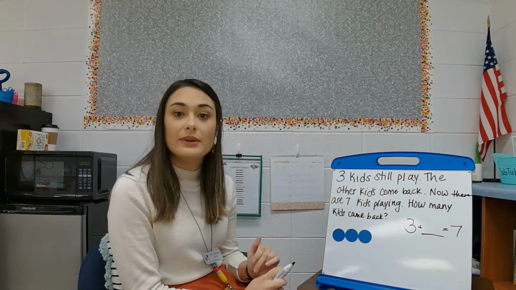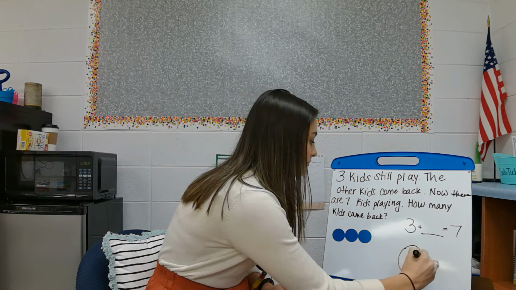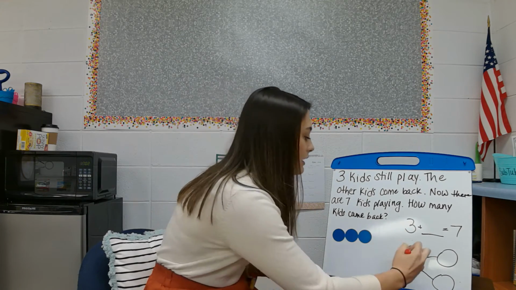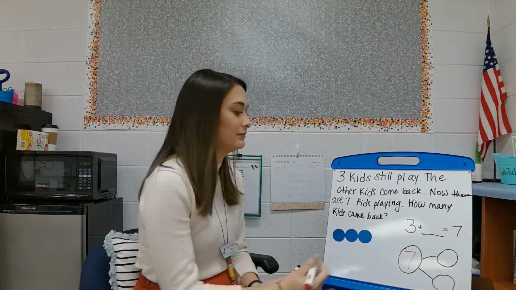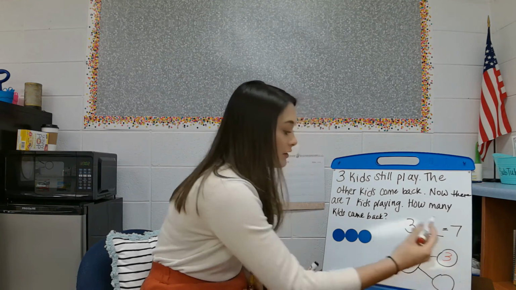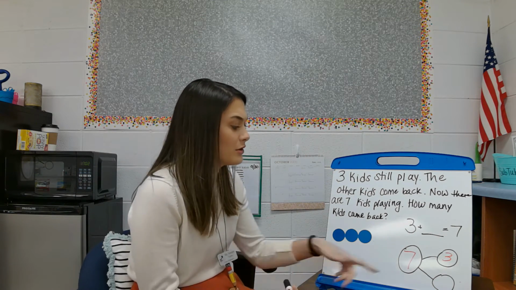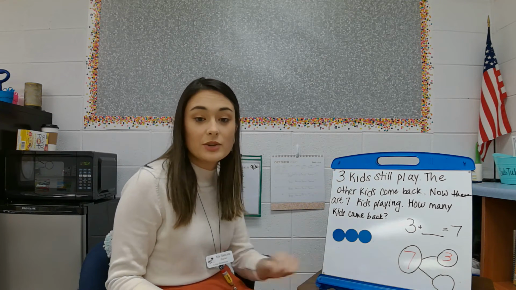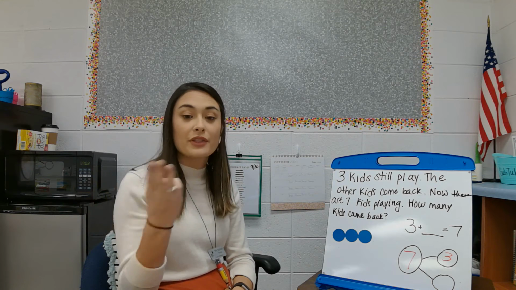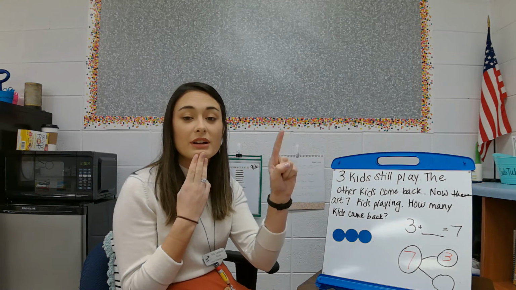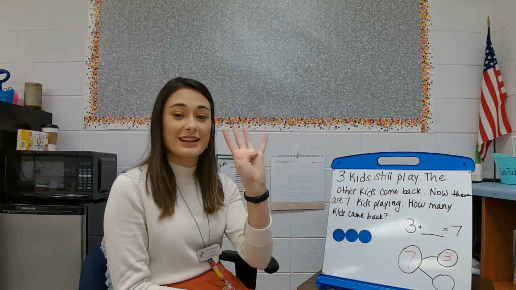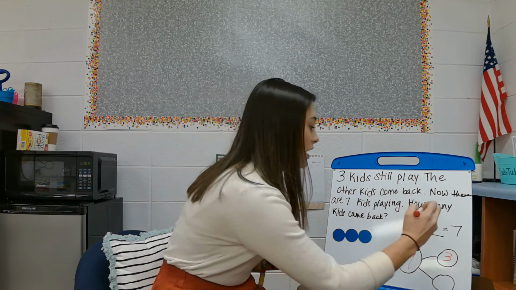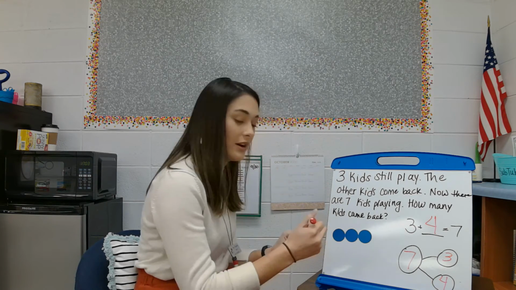So let's try a number bond to figure this out. So we know that our total was 7. And we know that one of our 2 parts is 3. So we're trying to find the other part. So we can count on from 3 until we get to 7. So let's try that. 3 in our mouth, 4, 5, 6, 7. So how many kids came back? 4. So our missing part was 4.